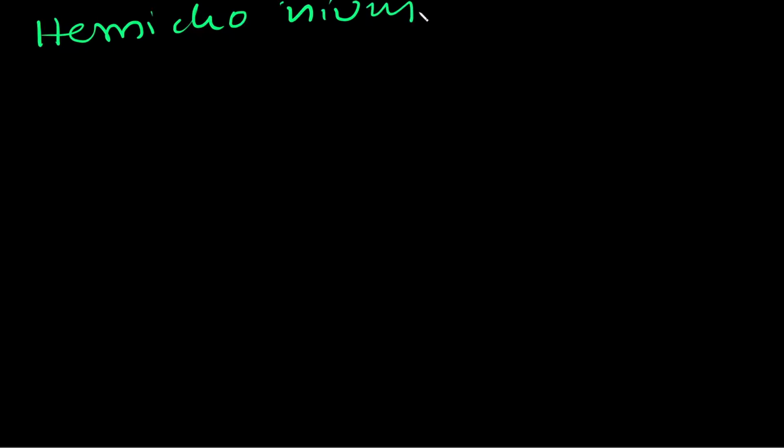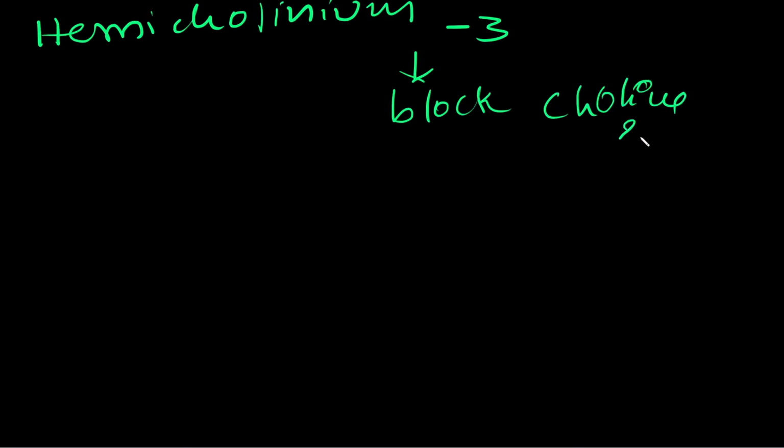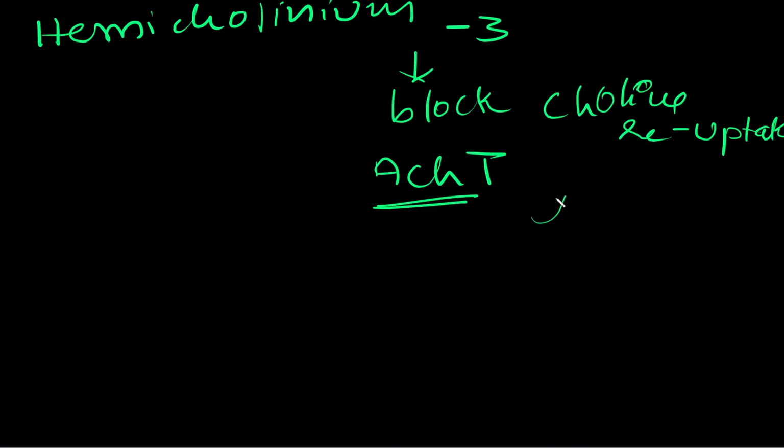Then there is hemicholinium 3. Hemicholinium 3 blocks the choline reuptake. How? By acting on choline transporters. These are presynaptic transporters that continuously take up the choline that is formed by breakdown of acetylcholine in the synapse.